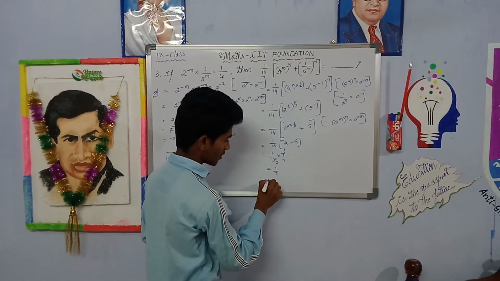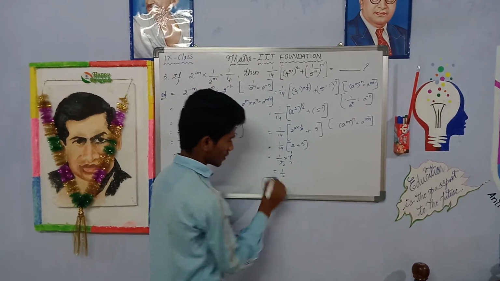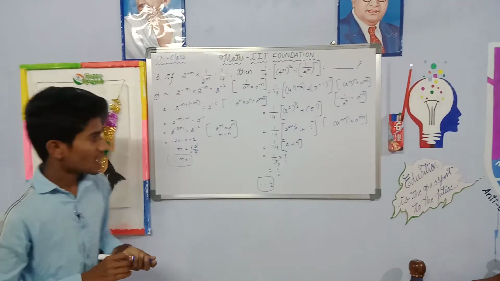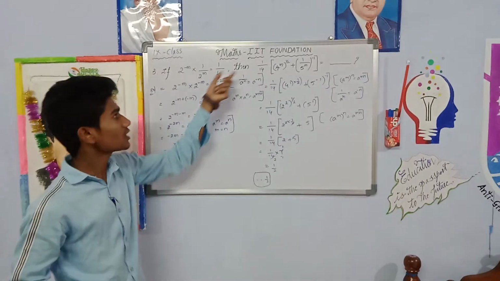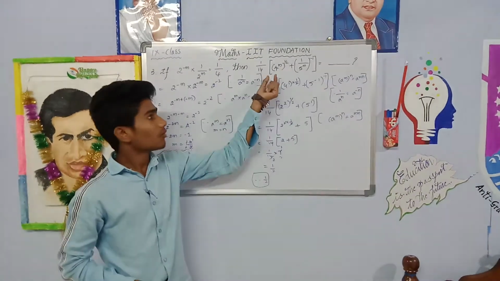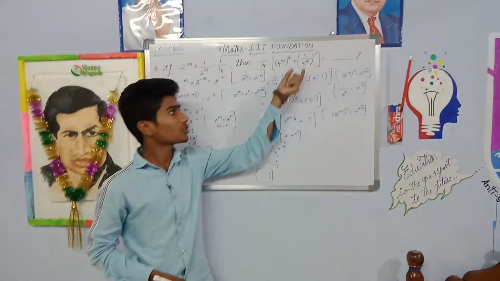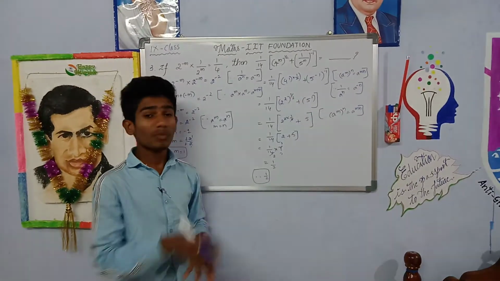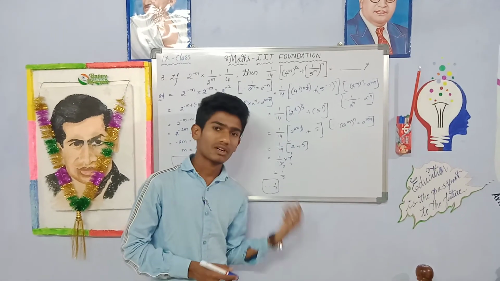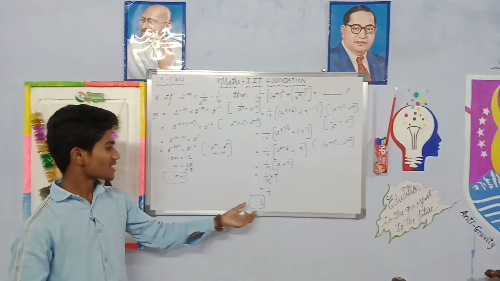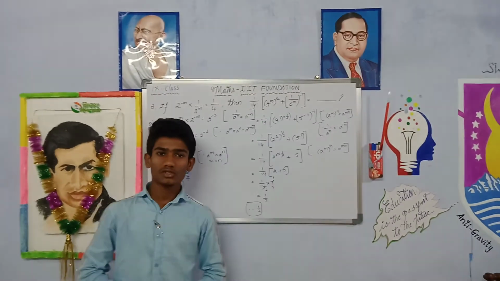So what is the value of this expression? If they ask like this, if 2 power minus m into 1 by 2 power m is equal to 1 by 4, then 1 by 14th of [(4^m)^(-1/2) + (1/5^m)^(-1)] is equal to, we have gotten 1 by 2 as the value. This is the answer for this question. I hope you have understood. Okay, thank you.